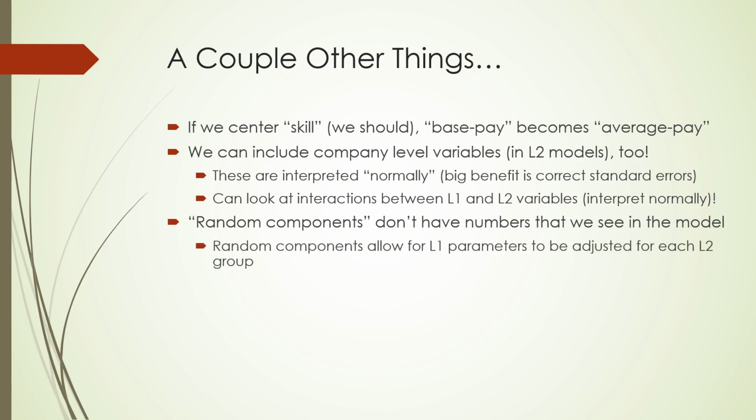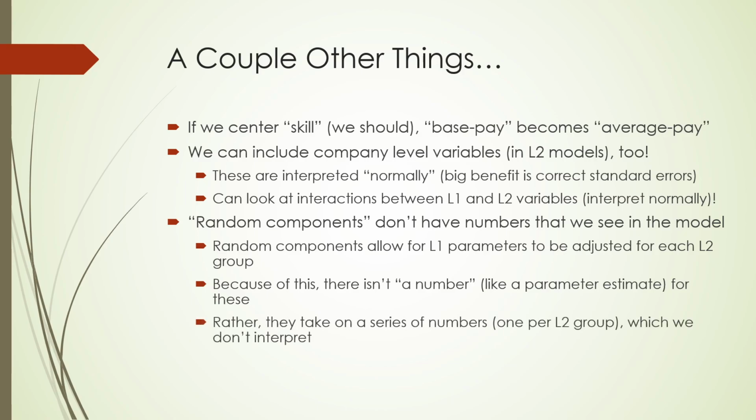So the random components allow the level one things to change per company, but that means that we're going to have a company by company adjustment when we include the U's, that is the random components in level two. Because it's a company by company adjustment, there isn't really a single number that works. Each company is going to have their own adjustment that they can use. There's going to be one per company or one per level two group. And we just account for these. We don't really interpret these necessarily.